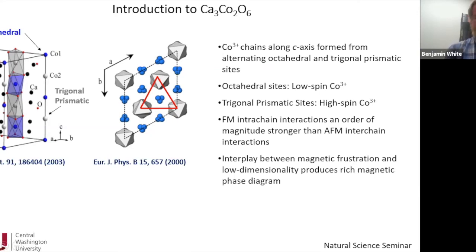And it's cobalt 3+, but we have this variation. So we've got octahedral coordination followed by trigonal prismatic coordination. So different local environments that alternate. And if you look at this from the top, these chains form these nice equilateral triangles. And so what happens is on the octahedral site, these cobalt 3+ ions are in a low spin state, so there's no magnetic moment there. But in the trigonal prismatic site, it's a high spin configuration, so there is a magnetic moment here.